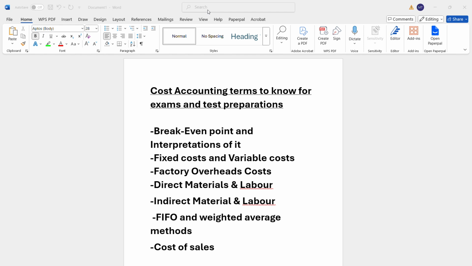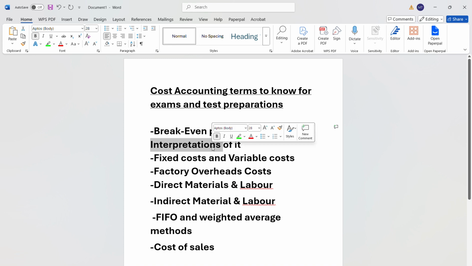So our first term is break-even point. Break-even point is a point where the business starts making a profit, where the total costs are equal to the total revenue that they have generated. By interpretations, I mean you have to know what it means if our break-even point drops, decreases or increases. I'll do interpretations in my next videos together with the past question papers.